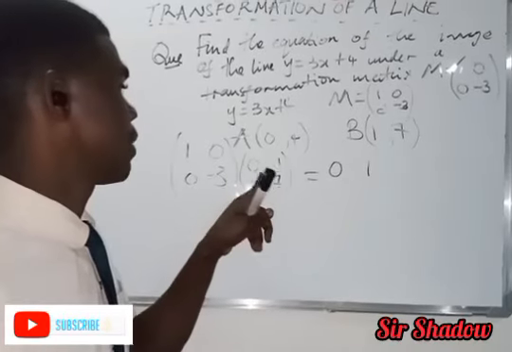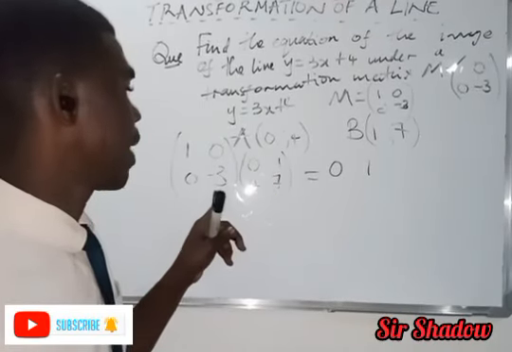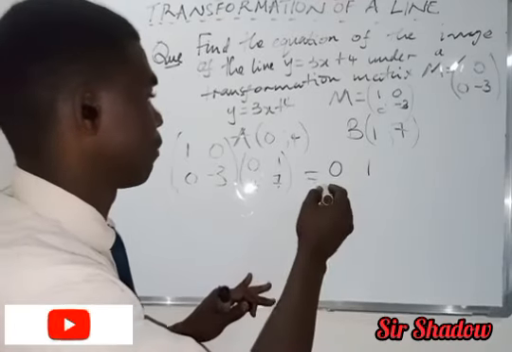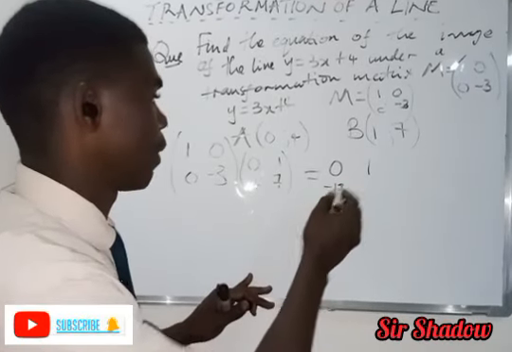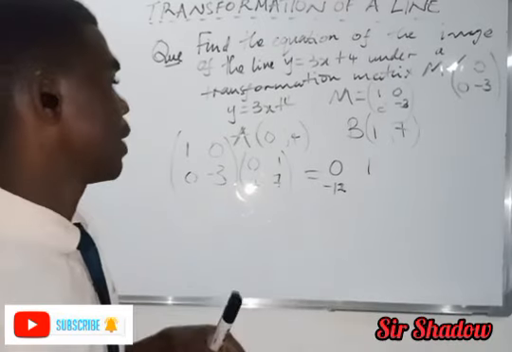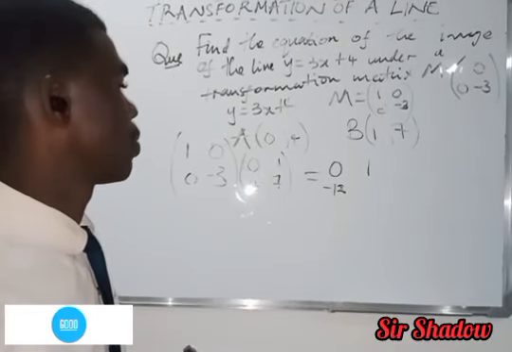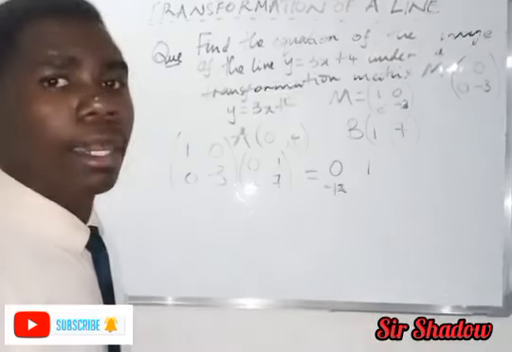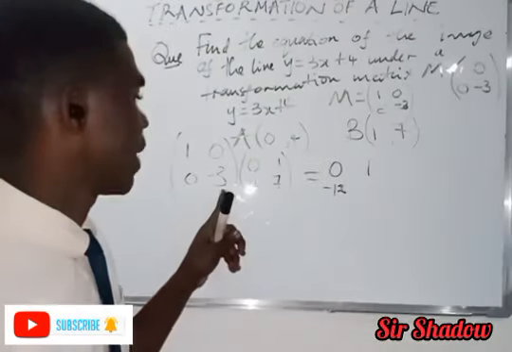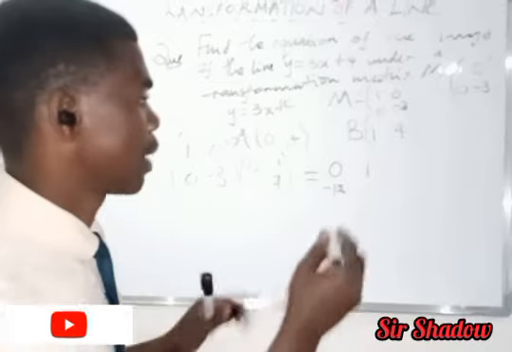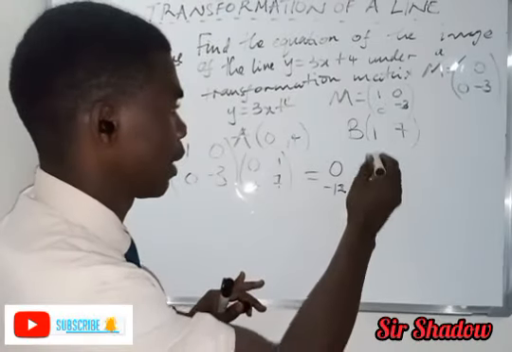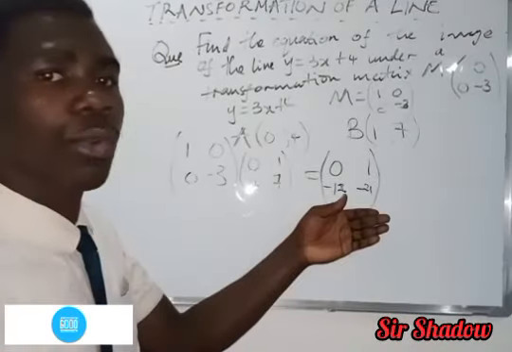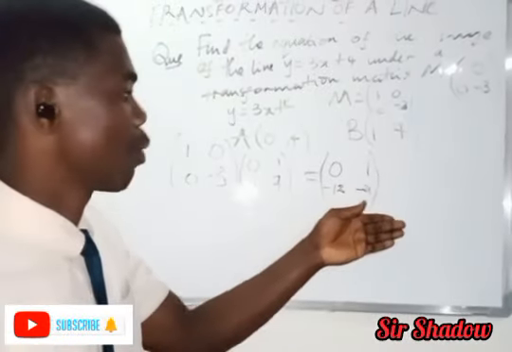Then 0 times 0 is 0 plus minus 3 times 4, minus 12 here. Then 0 times 1 is 0, plus minus 3 times 7, which is minus 21. This is minus 21 here. So these are the coordinates of the image.